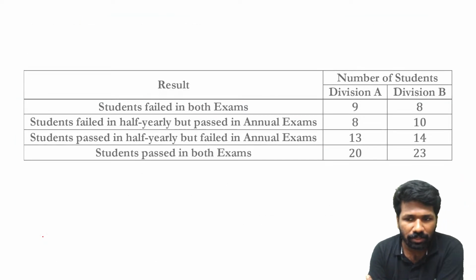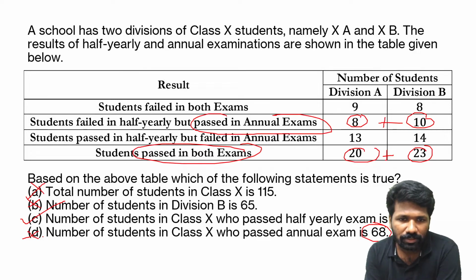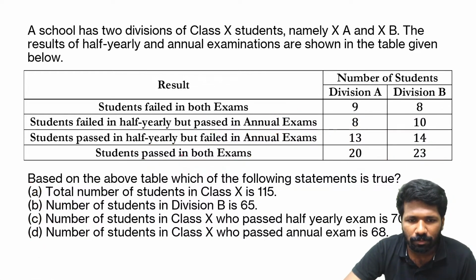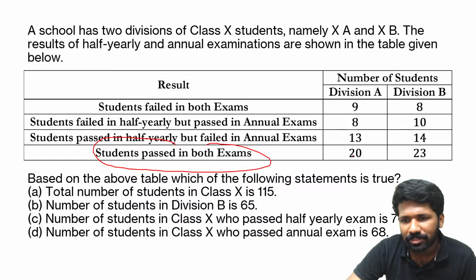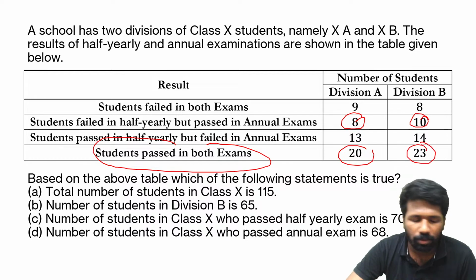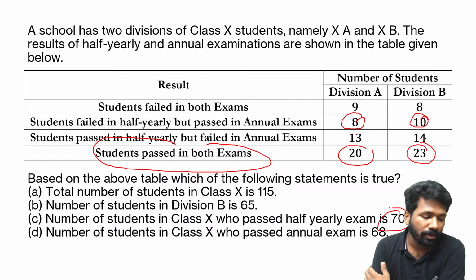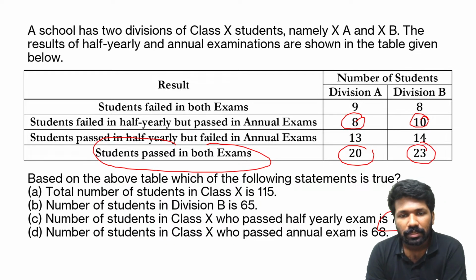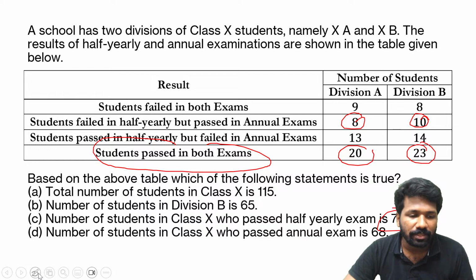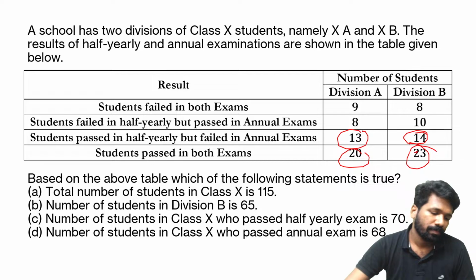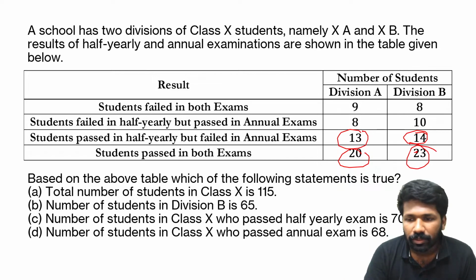Mampi, what is the doubt in the previous question? See, because we need who passed half yearly. Who passed half yearly means who passed in both exams, which includes half yearly passed students, and half yearly only also we need. So we need to add all these 4 values. That will be 70. Last 2 rows: this one, this one, this one, this one. Adding it up, you will get 70.